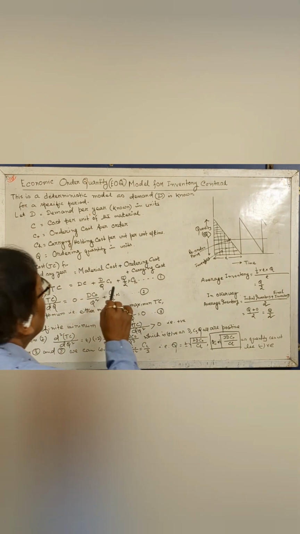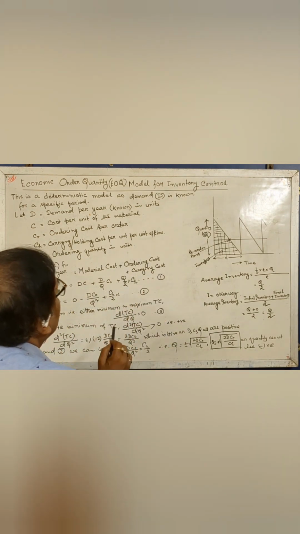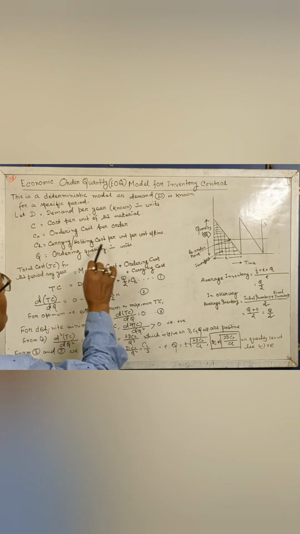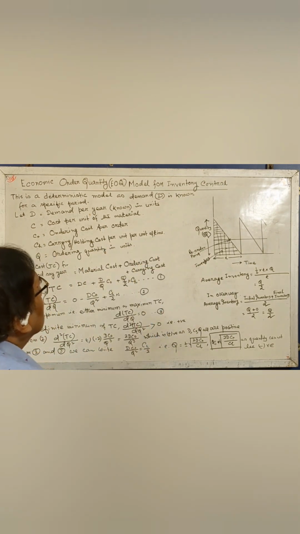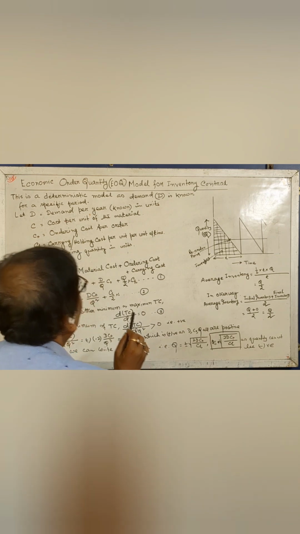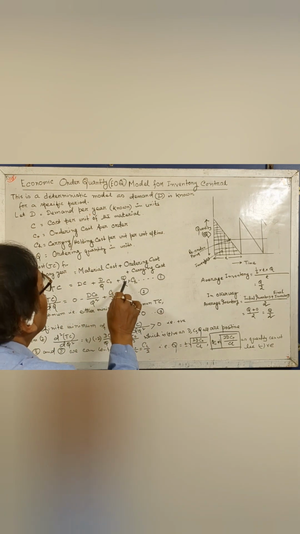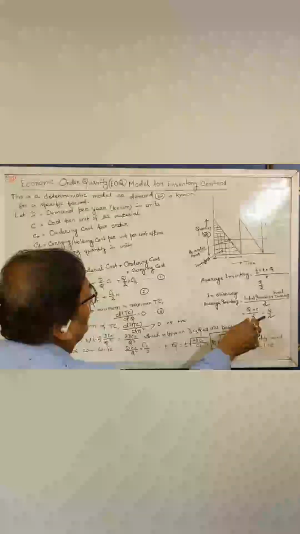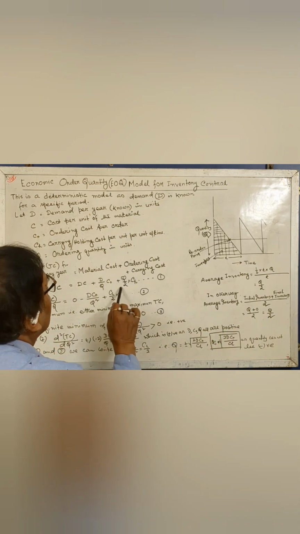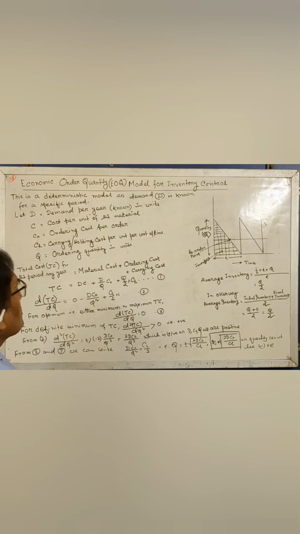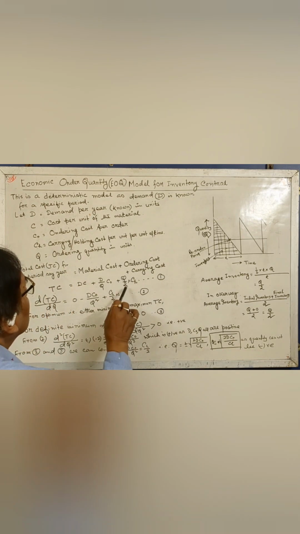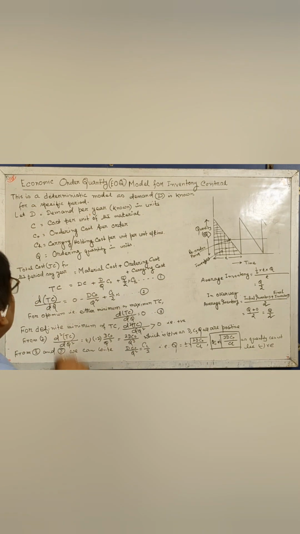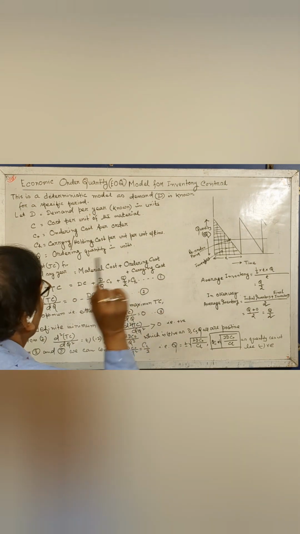Now we are coming to carrying cost. CH is the carrying or holding cost per unit per unit of time, and the holding units on average for inventories is Q by 2. That's why the total holding cost for the year will be Q by 2 into CH. And this is the total cost.